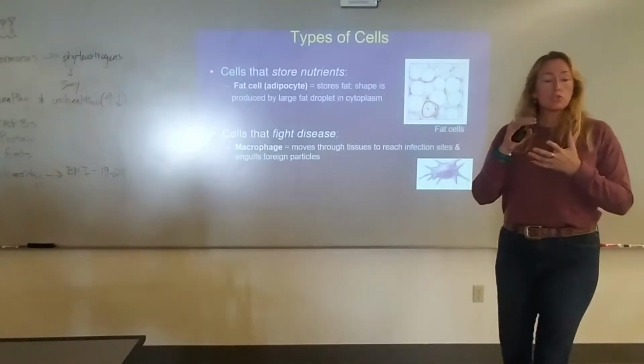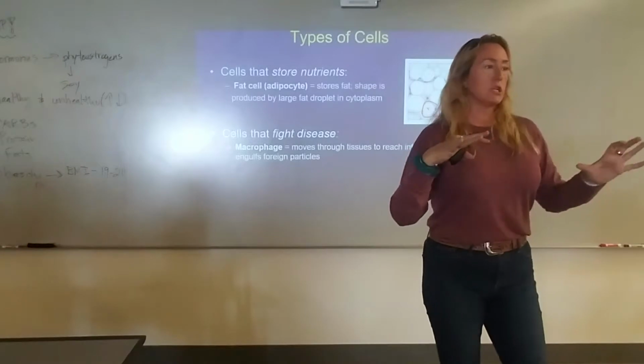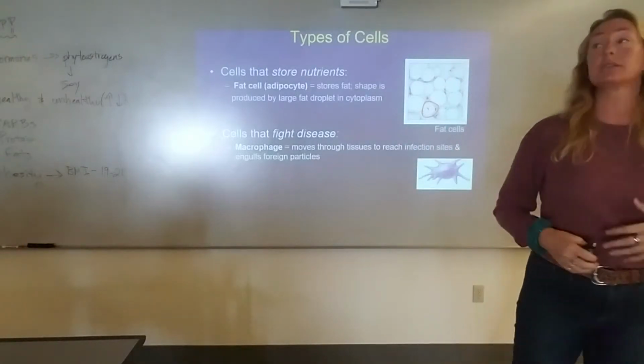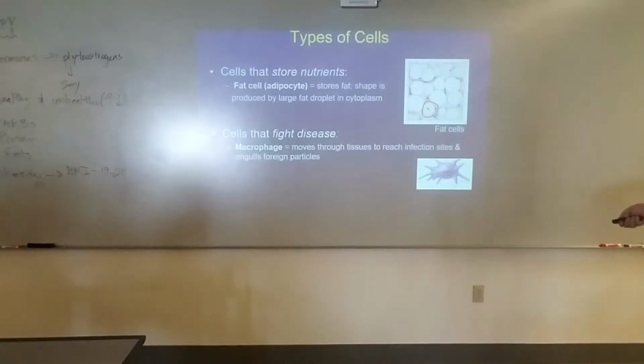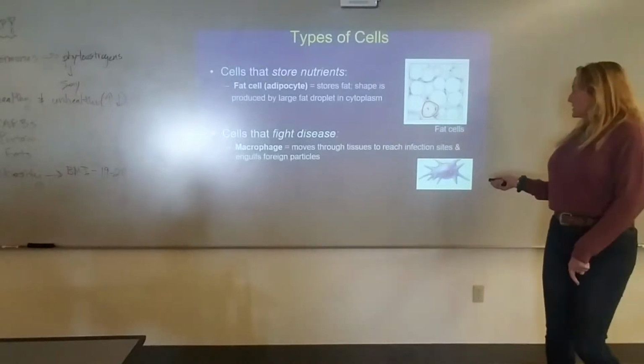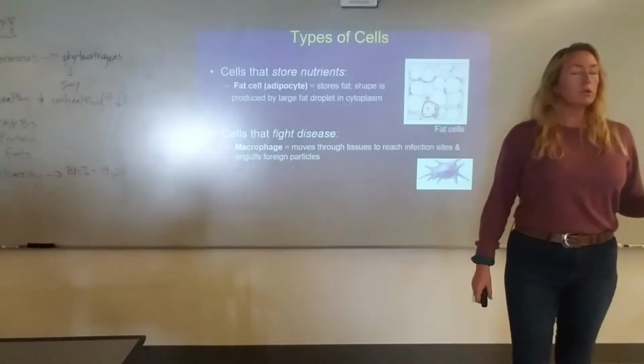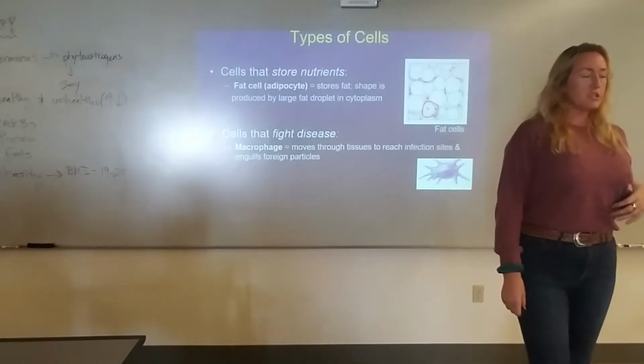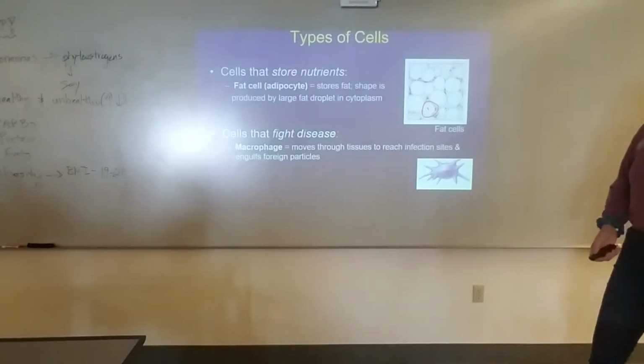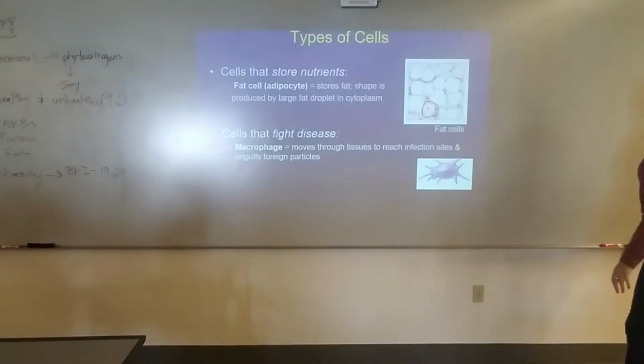These guys will just go around by amoeboid action and just consume invaders and dying cells and parts of cells. Part of your immune system, actually. And macrophages are a type of white blood cell, and we're going to look at these in lab. So macrophages come from monocytes, which is a type of white blood cell. We're going to look at 5 white blood cells in lab tomorrow.